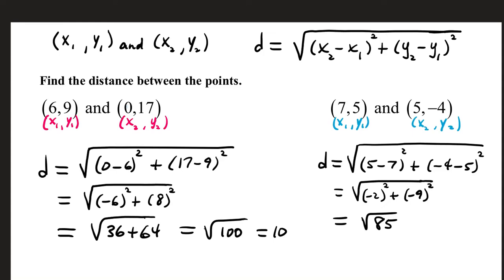Find the distance between the points. When you take a general set of ordered pairs, (x1, y1), that's your first ordered pair, and (x2, y2), that is your second ordered pair. The distance formula is really just spawned from the Pythagorean theorem.